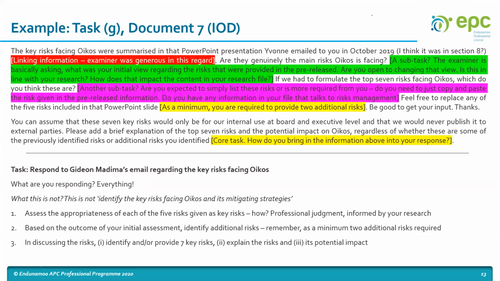So if you then are thinking that you'll just copy the risk coming from an annual report, that means you need to really change that view. Then they say, regardless of whether these are some of the previously identified risk or additional risk you identified. So when we read this, we are also picking up something that I had highlighted before, to say the slide that the email was talking about had 5 risks. So if they're talking about 7, as a minimum, we needed 2 new risks as a minimum.